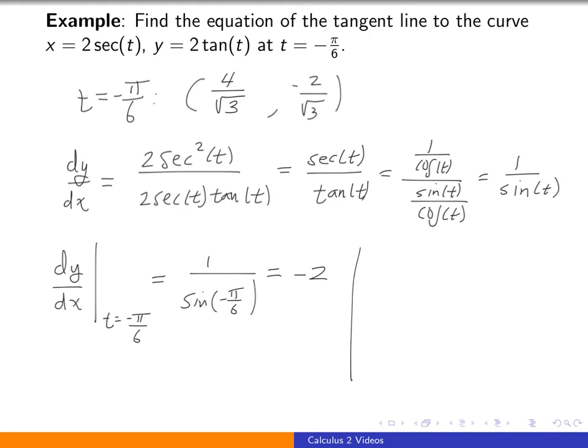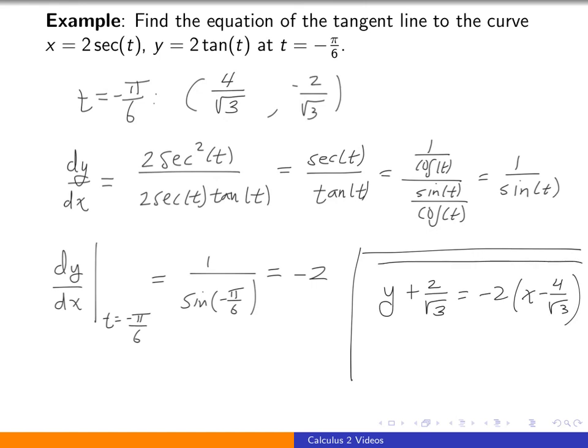Therefore, the equation of the tangent line to the curve would be the line passing through the given point with slope minus 2. So in point slope form, this is going to be y minus a negative 2 over root 3, so plus 2 over root 3, equals the slope minus 2 times x minus the x coordinate of the point, 4 over root 3. And this doesn't simplify overly nicely, so I'm going to go ahead and just leave it in this point slope form.